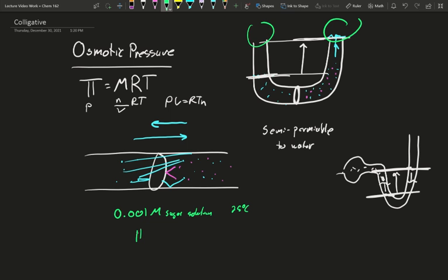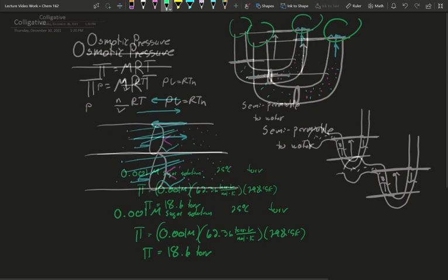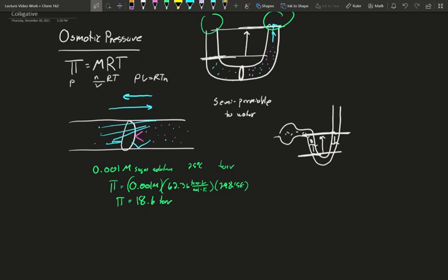And so our osmotic pressure is going to be equal to 0.001 molar. Let's go ahead and do this in torr. So 62.36 torr liter per mole Kelvin, and 298.15 Kelvin. What we'll find is that our osmotic pressure is equal to 18.6 torr. What's that mean in terms of our height?